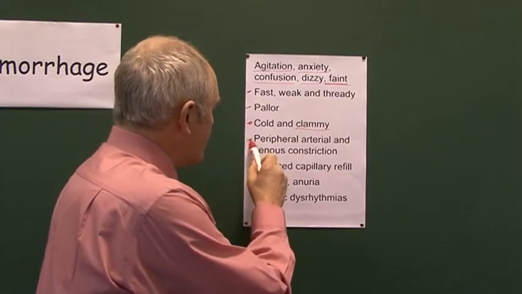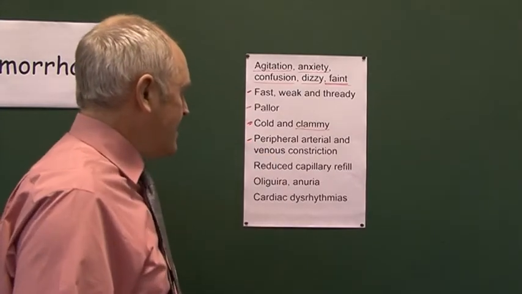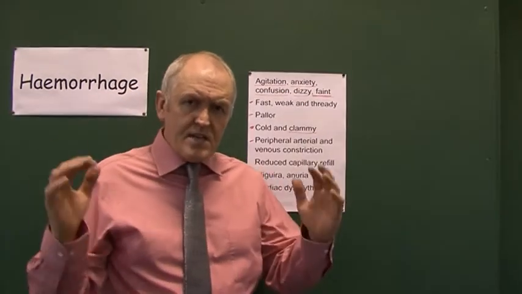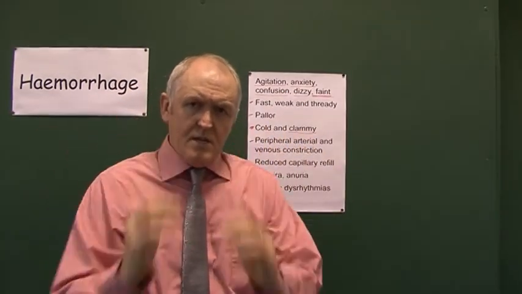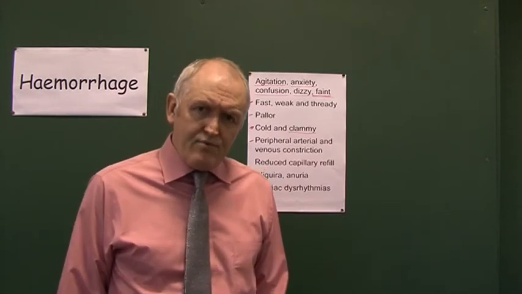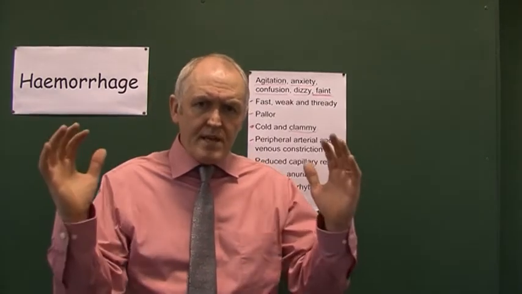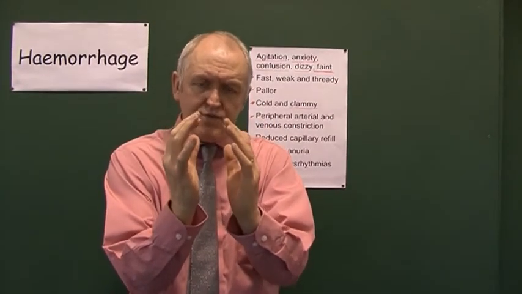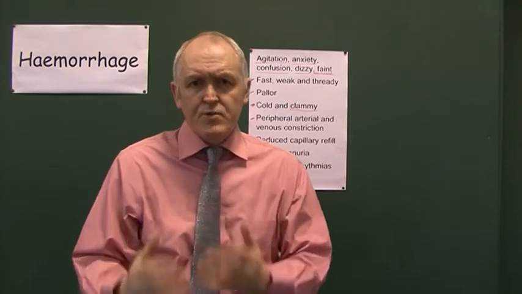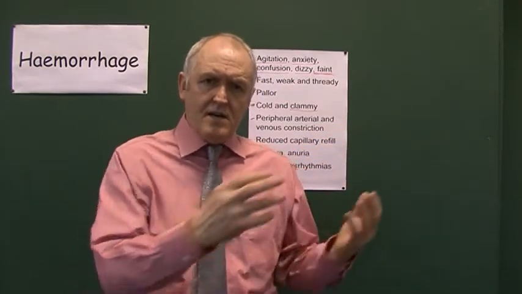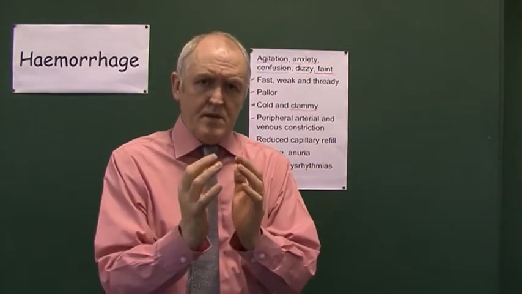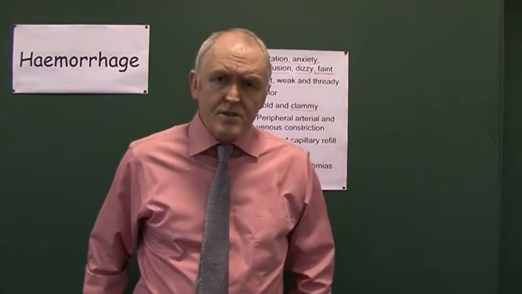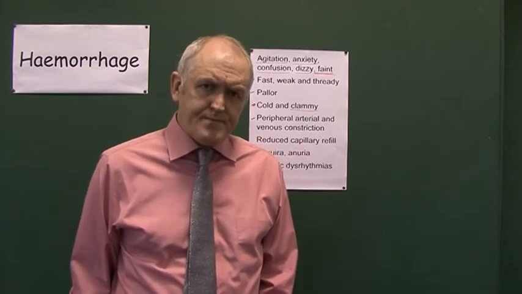Now, the peripheral shutdown affects the arterial system and the venous system. So there's arterial vasoconstriction to try and maintain the blood pressure, but there's also venoconstriction. The venoconstriction tries to increase the pressure in the veins to increase the amount of blood going back to the heart, to increase venous return, or what is called preload. So you can get venoconstriction as well.